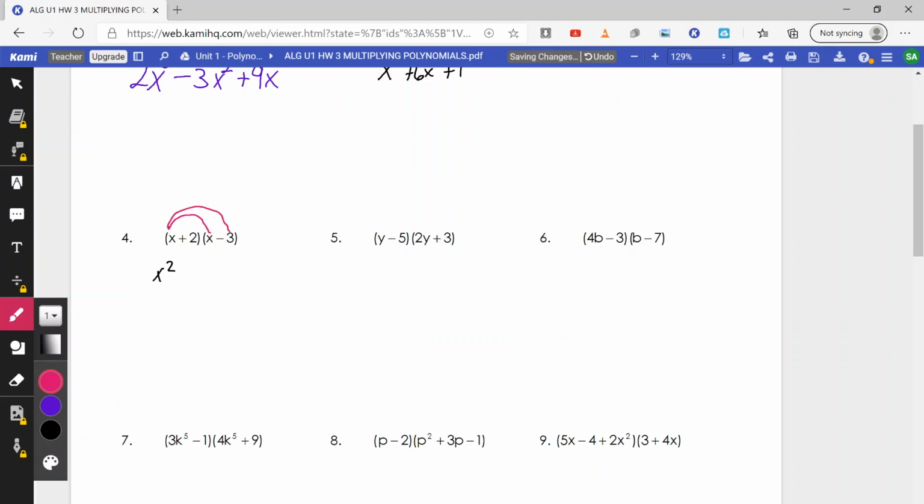So again, distribution means whatever's in this side of the parenthesis is going to be multiplied times both inside the other set of parentheses. So x times x, x times minus 3. So I'll get minus 3x.